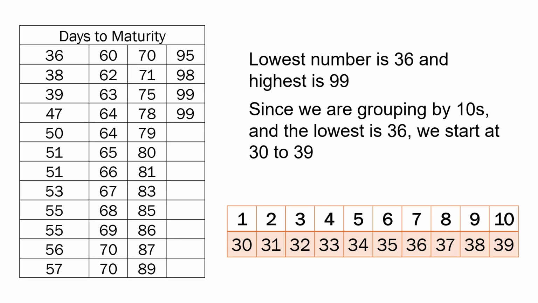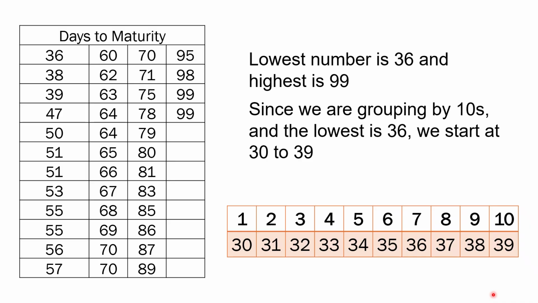And so I've shown below in this sort of orangey colored chart that it's a class width of 10. So 30 is number 1, 31 is 2, and so on. And 39 is going to be our 10th digit. So we're grouping by tens. The lowest is 36, so we'll start at 30.